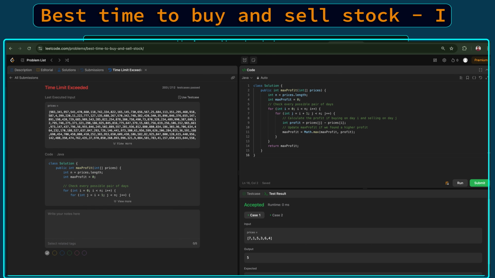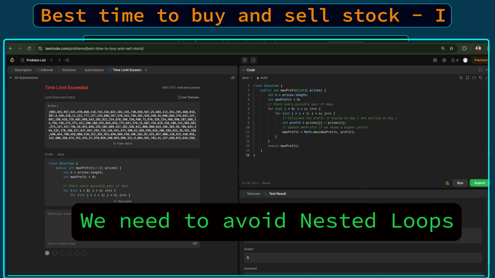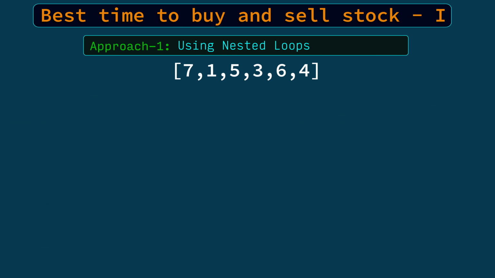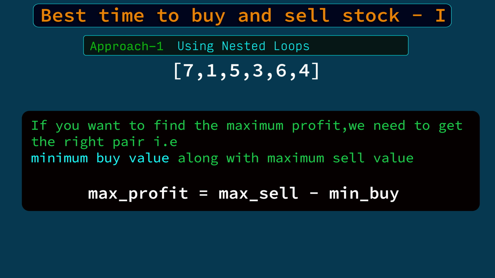To improve the solution, obviously we should avoid the nested loops. We should make it linear, and let's try to do that. Still, for the linear approach, the funda is the same, right? If we want to find the maximum profit, we need to find the minimum buy day value, I mean whichever day the stock value is less.